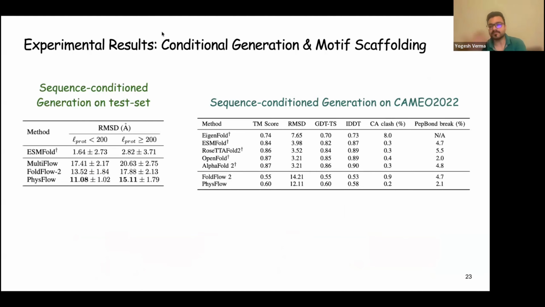In conditional generation, it makes more sense because we are given a sequence and then we evaluate the structure that has been generated. One of them is always the root mean square distance, how close they are in structure. And these are the methods that have been used on CAMEO 2022, like the TM score, the matching between the true and the generated protein structure. So this gives you a template matching score, the RMSD, and also lDDT and GDT-TS, certain biological metrics to showcase that if they are higher, you're getting much closer to the ground truth.